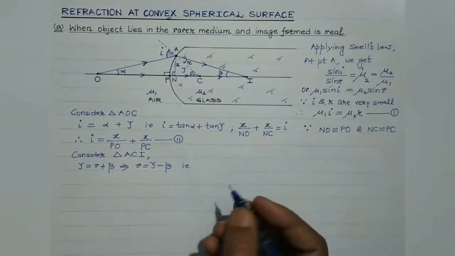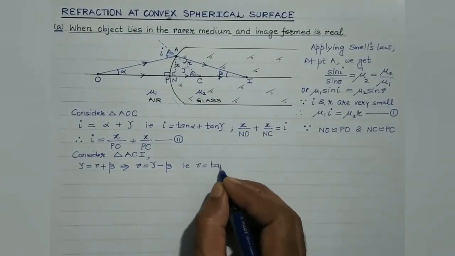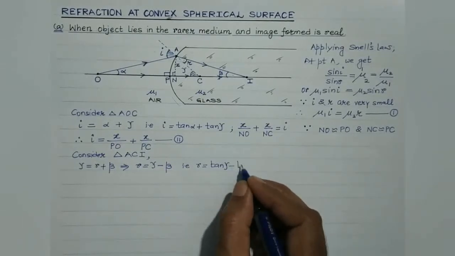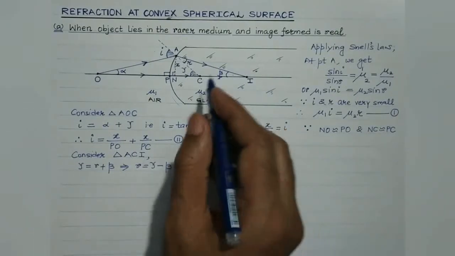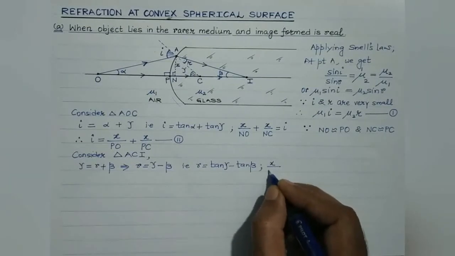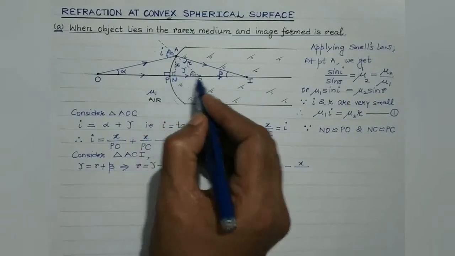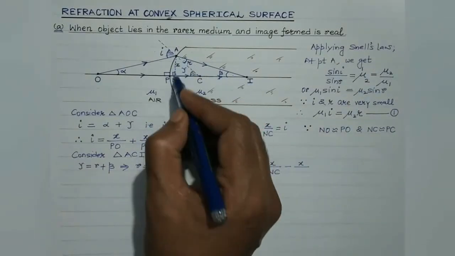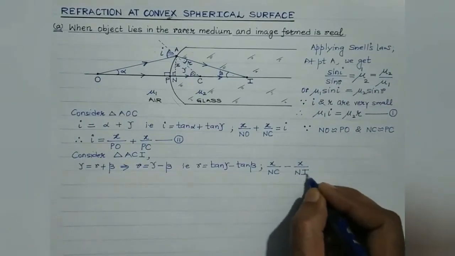Again, students, alpha, beta, gamma are very small. Therefore, they can be replaced with their tangents. Gamma may be written as tan gamma, beta may be written as tan beta. So tan gamma is perpendicular by base, that is x over NC, minus tan beta. Consider this triangle so as to obtain tan beta, perpendicular by base, that is x divided by NI.